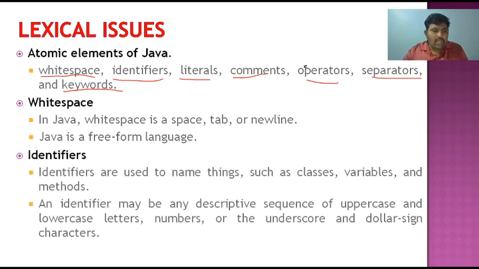Next, identifiers. Identifiers are used to name things such as classes. Whatever class we write requires a class name, and variables and methods require names too. For all these things we use identifiers. An identifier is a descriptive sequence of uppercase and lowercase letters, numbers, underscore, and dollar sign. Only these are allowed. Other than these, we cannot use any other symbols.